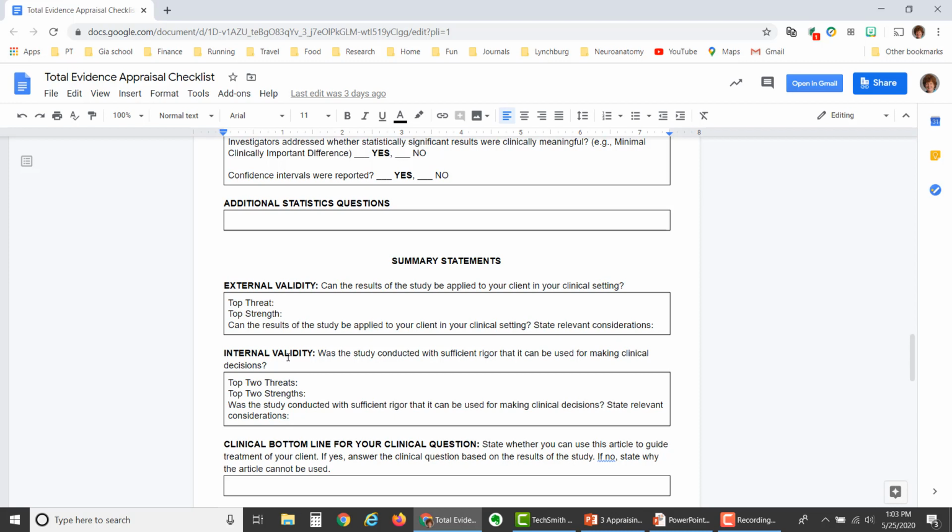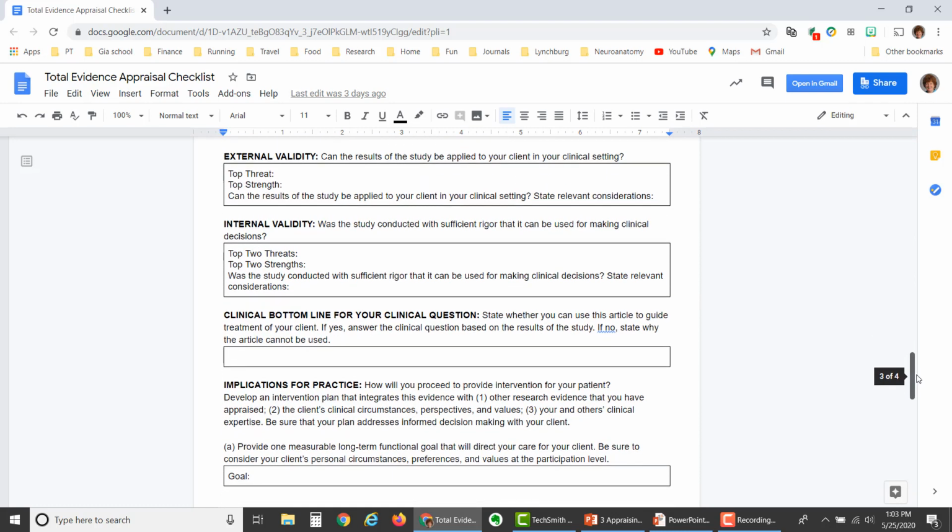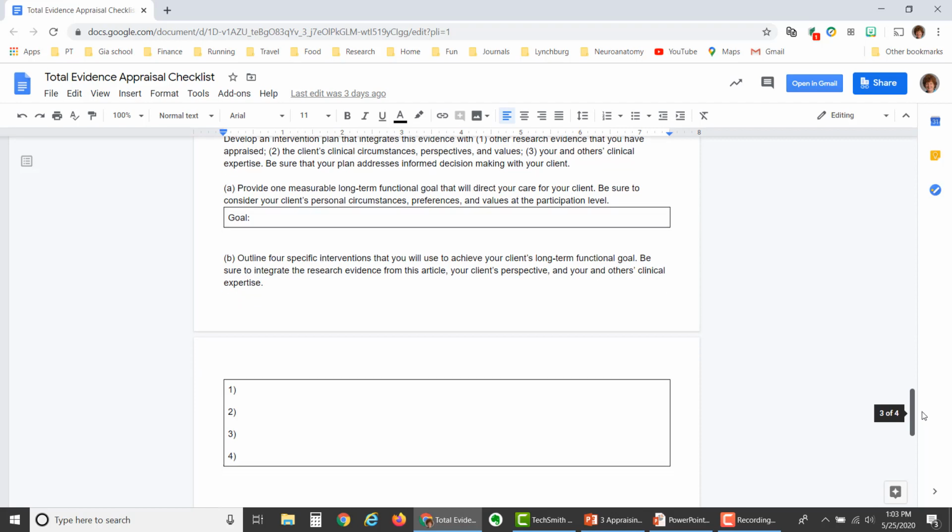Internal validity, same thing. Top two threats. Okay, what is not bolded? And is this non-bolded item potentially a threat to using this piece of evidence with my patient? Top two strengths. What is bolded? Okay, what's good about the article? And then eventually you're going to get a clinical bottom line for your clinical question, and then implications for practice.